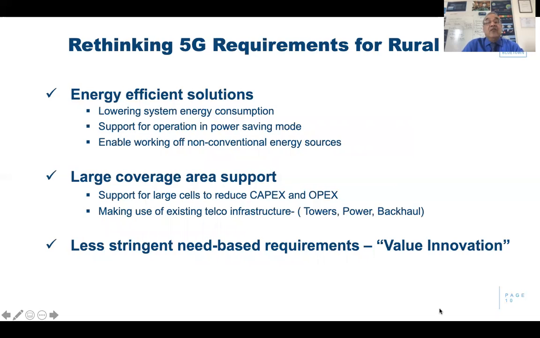And we have to make use of the existing telecom infrastructure which may be there for voice, for 2G and 3G type of services. Whatever infrastructure is there has to be made use of. It can be towers, or an already existing solar power supply meant for 2G and 3G can be tapped in, and the backhaul that was there for 2G and 3G has to be used, or maybe used after upgradation. So basically, there are less stringent need-based requirements, which is also called value innovation in today's era.